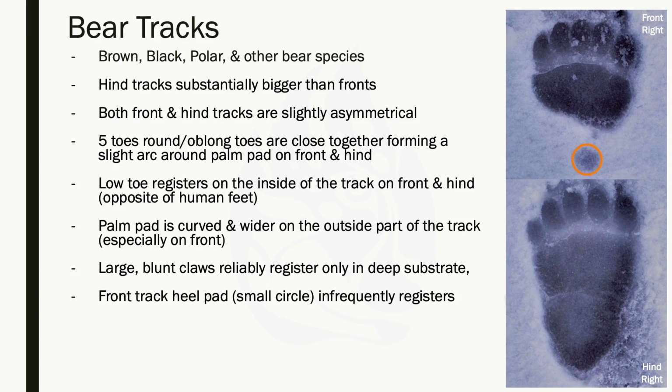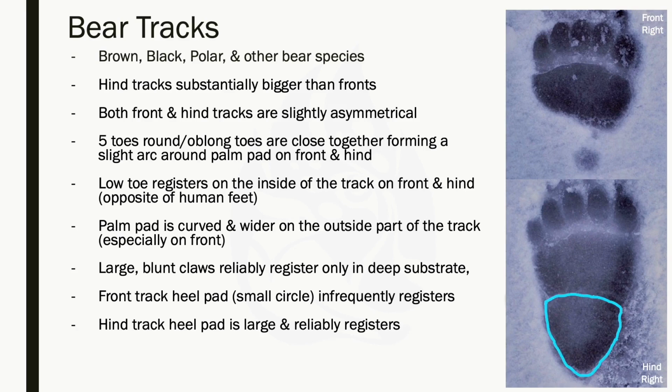At first, it's easy to miss a lot of times, but it's a small circle. You can see it here in orange. Again, it infrequently registers. In many cases, you won't see it because you're just not looking for it. But if you look, a lot of times you'll see it's literally just a round dot below the palm pad with a lot of negative space in between, which is very different from the hind foot, which has a full heel pad, and it reliably registers.